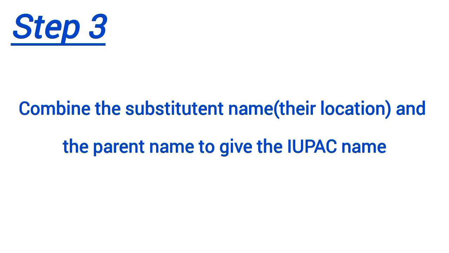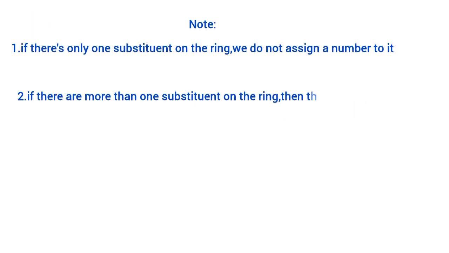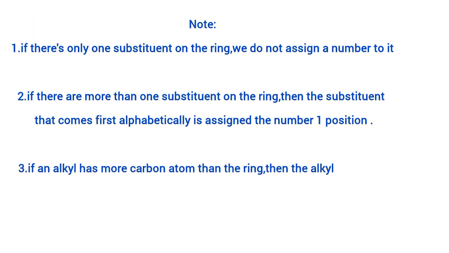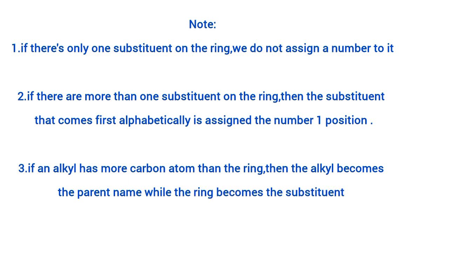Before we take some examples, here are some things you should note. 1. If there is only one substituent on the ring, then that substituent is automatically on carbon 1 position and we do not need to assign a number to it. For example, instead of writing 1-methyl-cyclobutane, we just write it as methyl-cyclobutane.